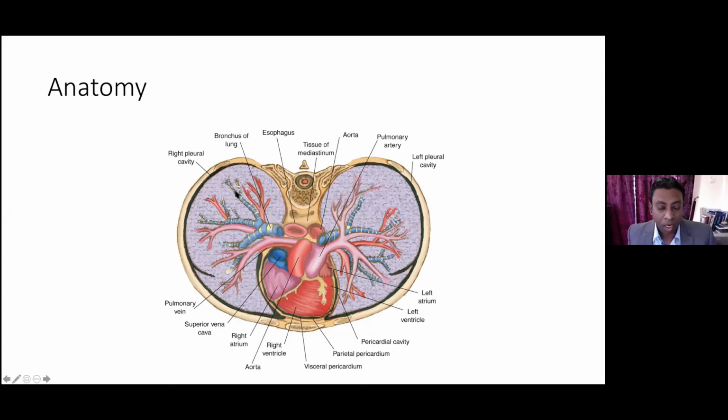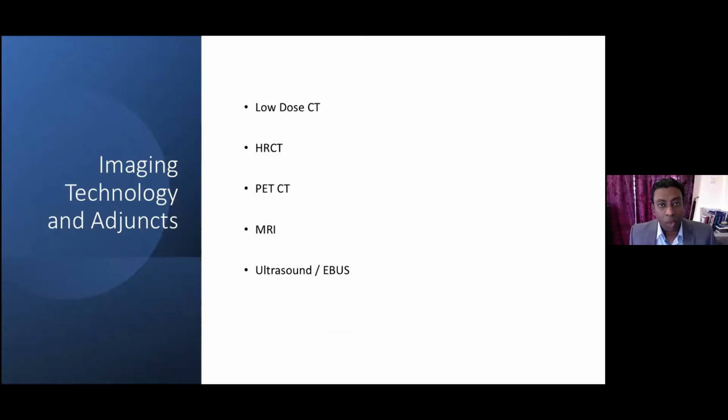Any growth or any lesions in this cavity will take a long time before they actually manifest with any symptoms. That's why the majority of thoracic malignancies sometimes present to us at a very late stage, where sometimes resectability becomes questionable. So what do we have to help us decide on resectability? Mainly we have got low-dose CT scan, which is currently being used in some centers as part of a screening module. High-resolution CT scans to decide mainly on surgical planes, PET scan to decide again on resectability, MRI, ultrasound, and also EBUS, which is an adjunct used by respiratory physicians to stage the mediastinum.